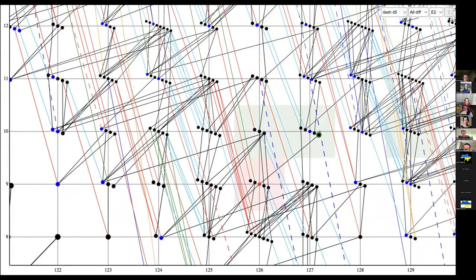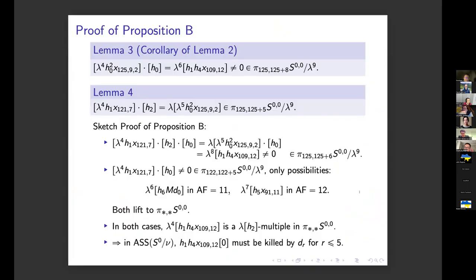So the argument is very subtle. You see that we do not know if there's a d6 killing it, but that differential would be the same differential that happens in the sphere, which could lead to a much easier argument.